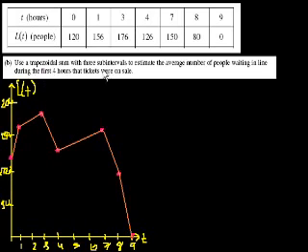Use a trapezoidal sum with 3 subintervals to estimate the average number of people waiting in line during the first 4 hours. So the first 4 hours, that's right here. Now this might seem kind of daunting. A trapezoidal sum for the fourth.